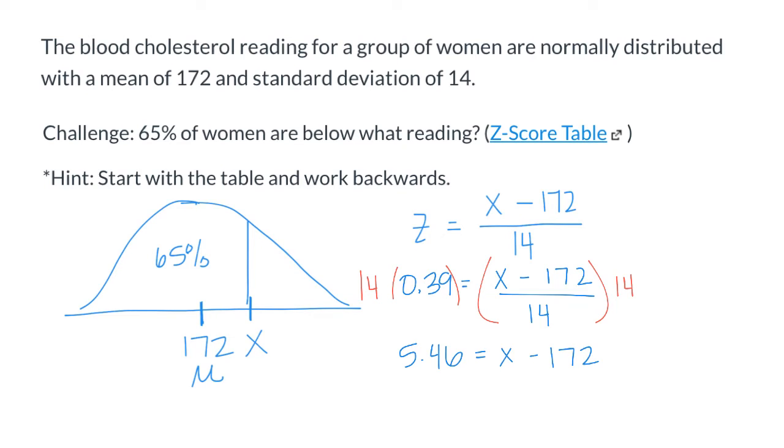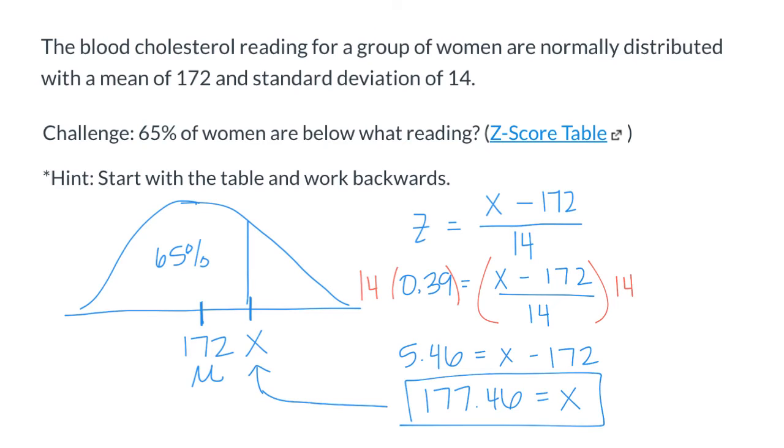And then I'm going to add 172 to both sides. I get 177.46. So what that answer means, that's the number here. And 65% of women have a blood cholesterol reading of 177.46 or lower.